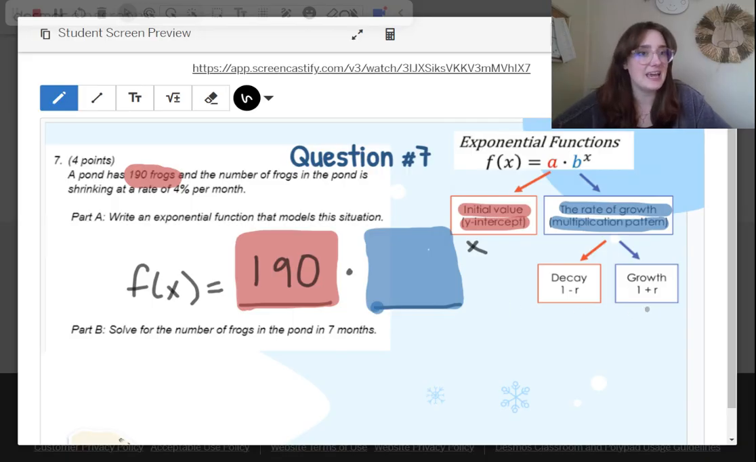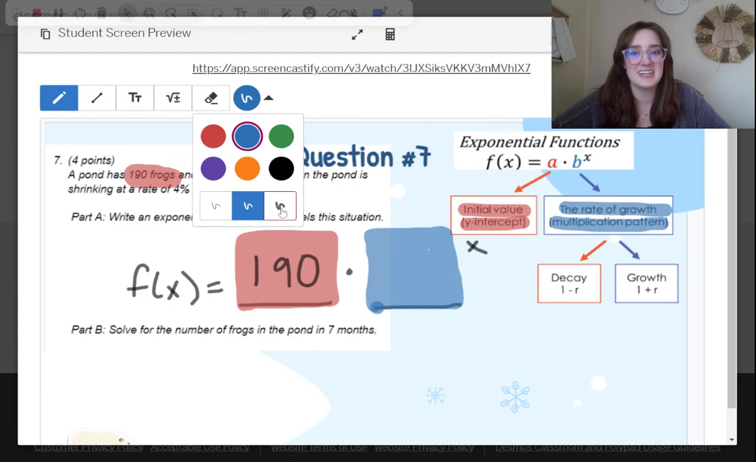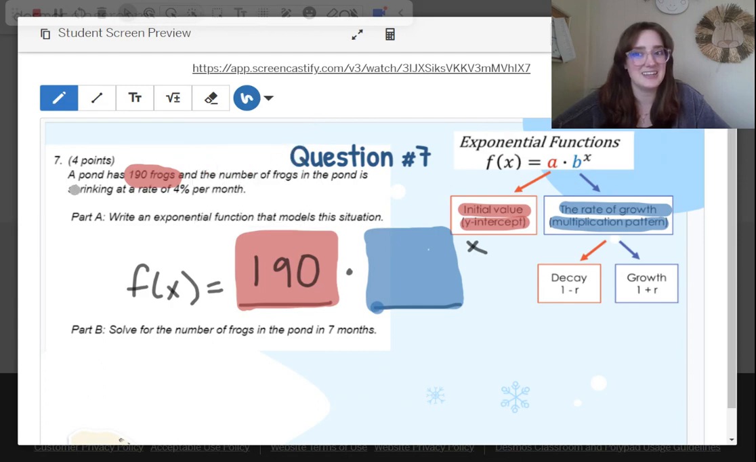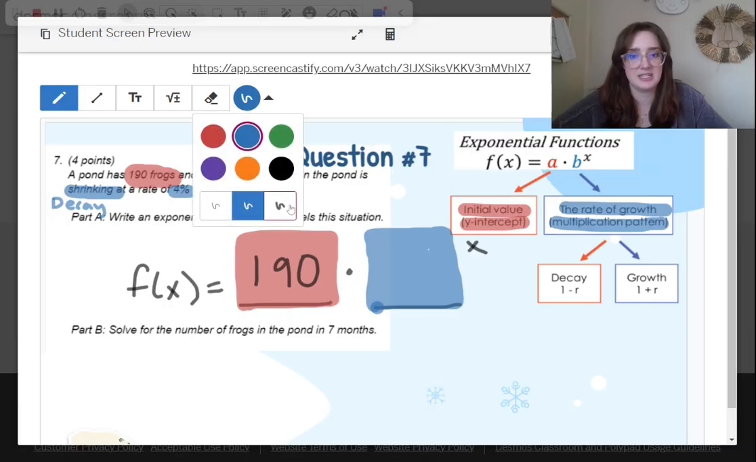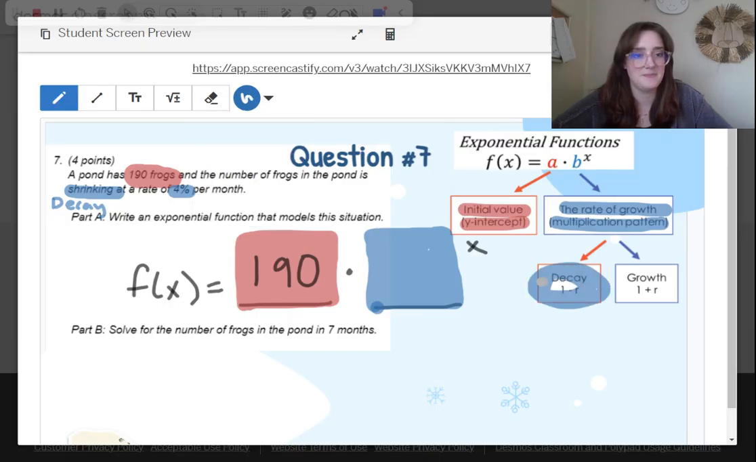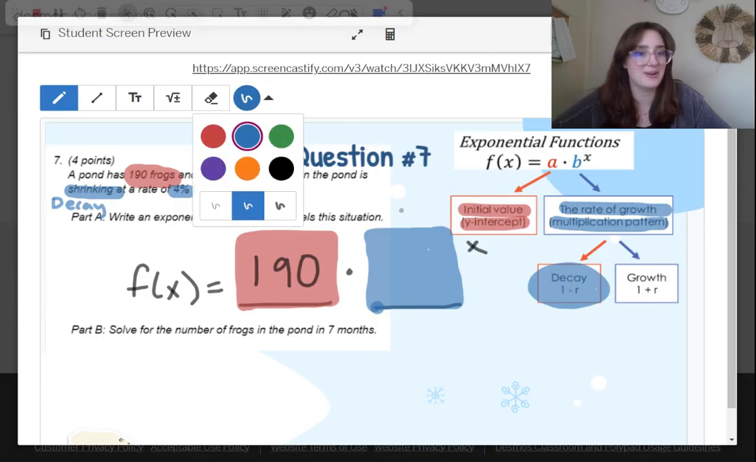So growth or decay, is it growing? Is it decreasing, decaying? We'd have to figure out some keywords here. And if you said it, yep, I agree. There's this keyword shrinking here. So shrinking at a rate of 4%. If something is shrinking, that is going to mean decay. It is dropping down, decreasing. So we're going to highlight decay. So then we know we're going to focus on decay. We're not going to write out a growth formula because it's not growing, it's decaying.